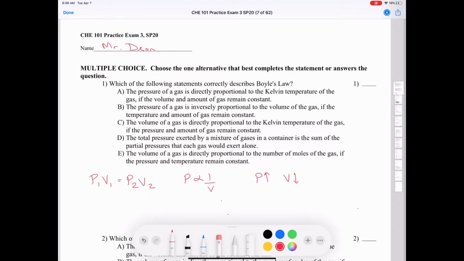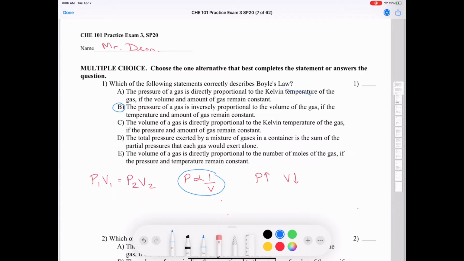So if we take a look at A, the pressure of a gas is directly proportional to the Kelvin temperature. Boyle's law has nothing to do with temperature, so it can't be that. In B, the pressure of a gas is inversely proportional to the volume of a gas if the temperature and the amount of gas remain constant. So that, to me, looks like the correct answer. Let's take a look at the rest of them.